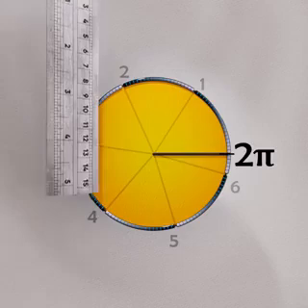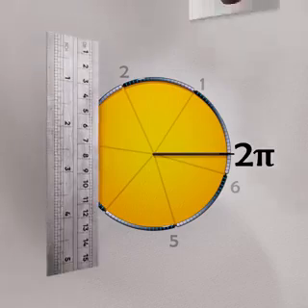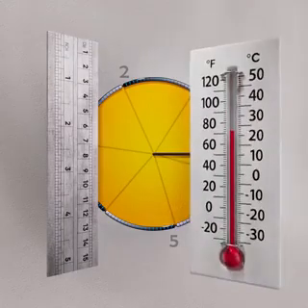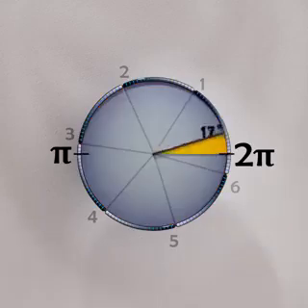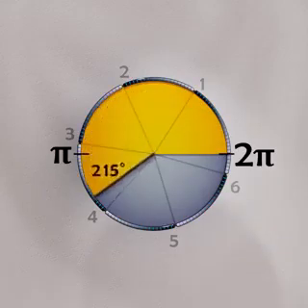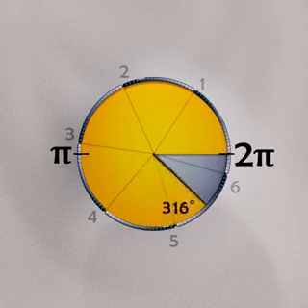Just as you can choose to measure length in inches or centimeters, or temperature in Fahrenheit or Celsius, we can measure angles in degrees or radians. And radians give us a clean system of measurement that's based on the nature of a circle.